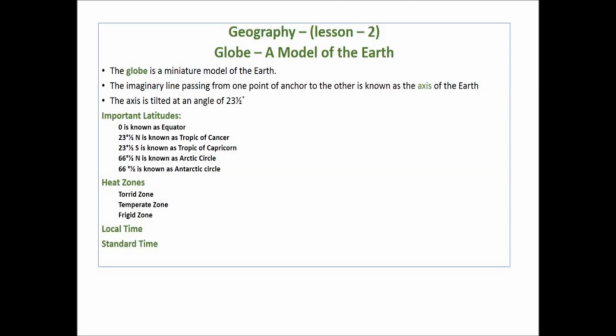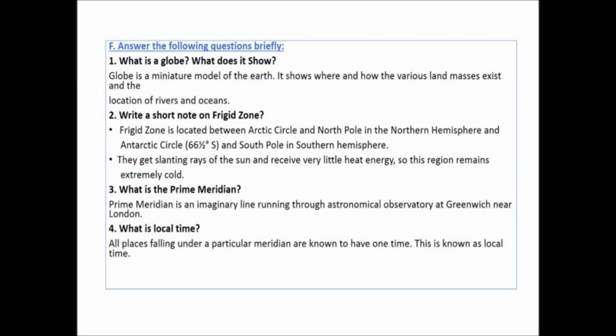We also studied latitudes and longitudes. The important latitudes are the Equator, Tropic of Cancer, Tropic of Capricorn, Arctic Circle and Antarctic Circle. And then we studied the heat zones. They are the torrid zone, temperate zone and frigid zone. We also studied local time and standard time. Learn all the 1 mark questions which are given in the book back exercise. And now let us move on to the 2 mark questions.